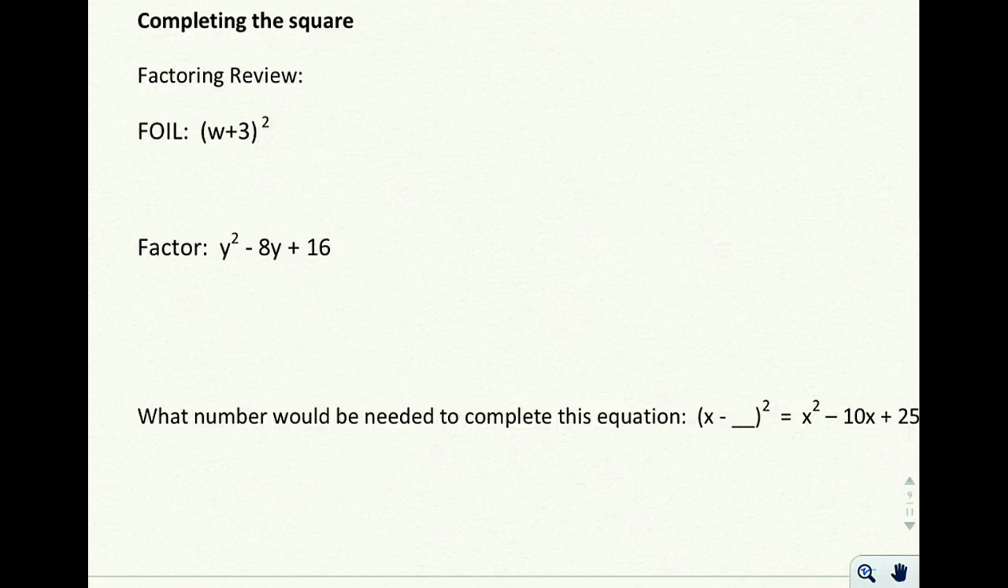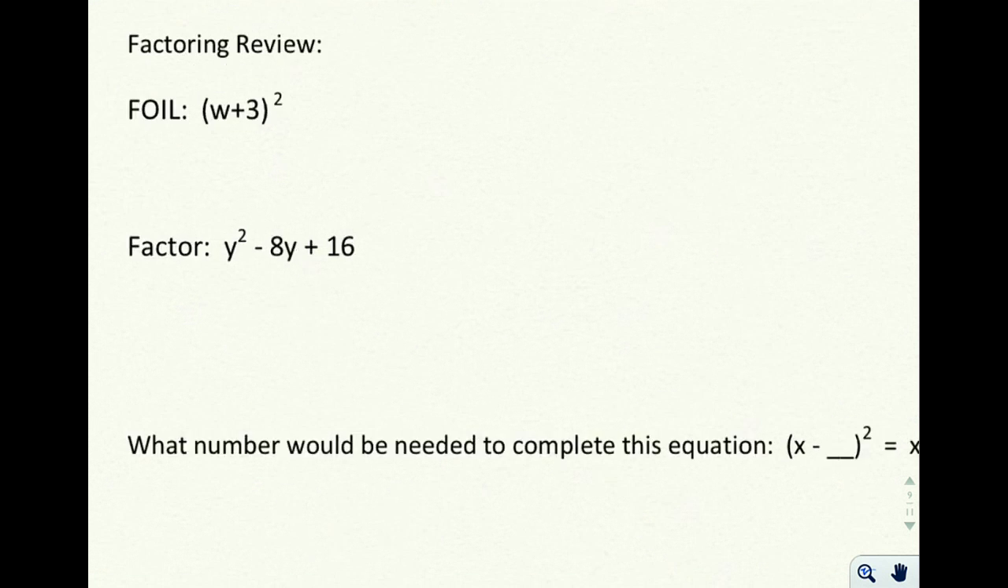We're going to learn about how to complete the square. This is something you've seen in algebra, but we're going to get it in a slightly different form, in some ways simpler, in some ways harder, as we look at circles now. We're going to go back with a quick review of factoring and foiling before we get started with that though.